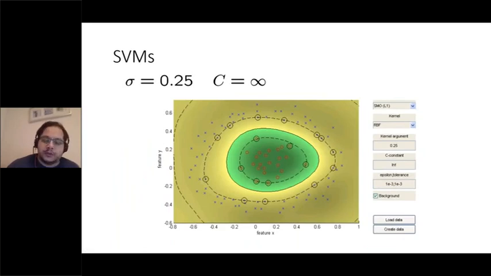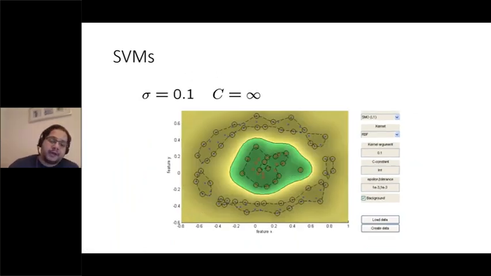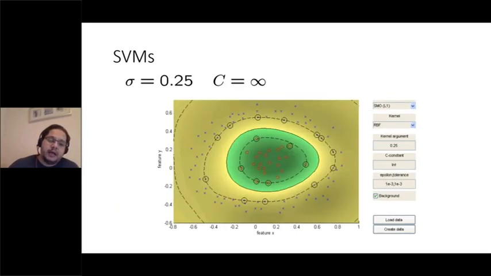So we talked about the C, about the kernel trick, about the sigma, and about the maximum margin hyperplanes, which is what the SVM is doing. So these four elements are probably the most important concepts.